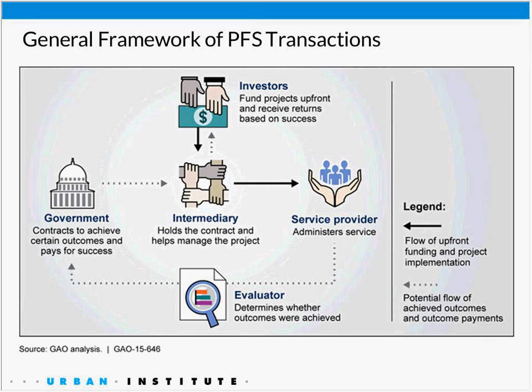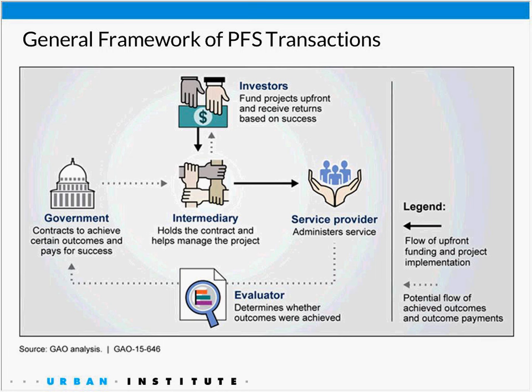It gives a really nice overview of the different types of organizations that are typically involved in a Pay for Success project. The common five types listed here are government, investors, sometimes referred to as funders, intermediaries, providers, and evaluators. The roles of the different stakeholders may vary depending on the project and the contract, but they tend to have the ones you see here in the graphic.